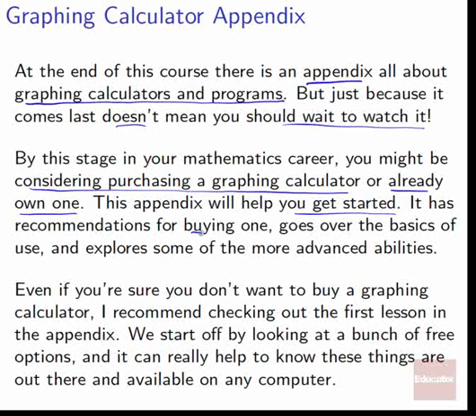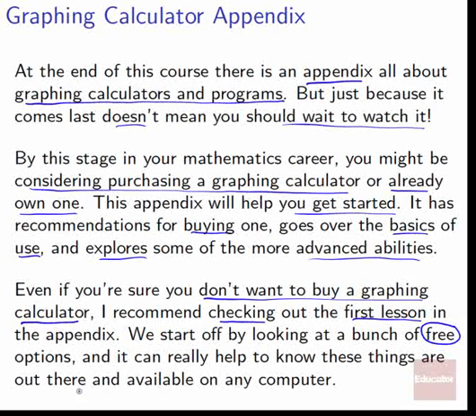It has recommendations for buying one, it goes over the basics of use, and it explores some of the more advanced abilities for graphing calculators. And even if you don't want to buy a graphing calculator, even if you know for sure you're not going to buy one, just don't feel like spending the money, I recommend checking out the first lesson in the appendix. We start off that lesson by actually looking at a bunch of free options, and it can really help to know that these things are available and that you can have them on any computer really easily.